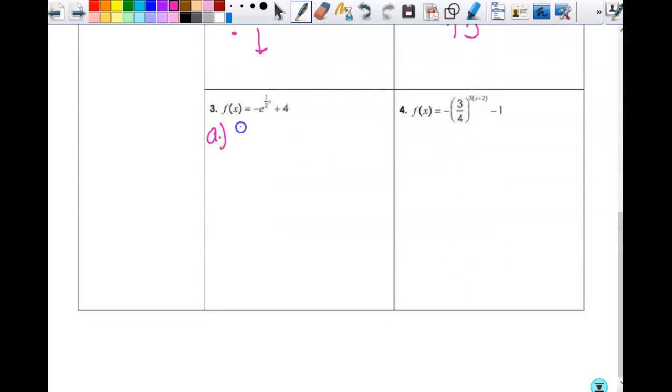A, we'll get f of x is equal to e to the x power. So this is exponential growth again. B, we start to look at the transformations. That negative is going to be a reflection in what? Good. Reflection in the x-axis.